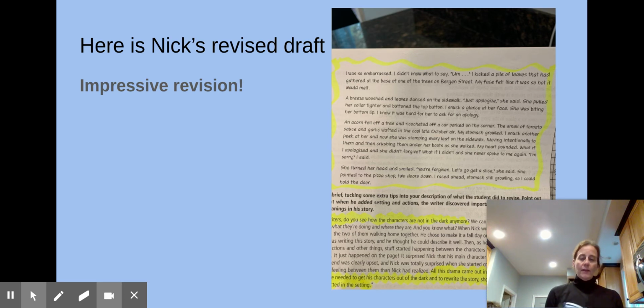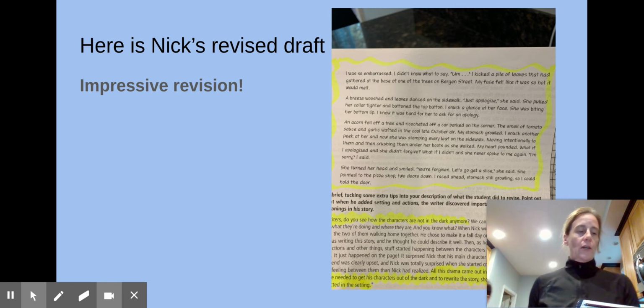I was so embarrassed. I didn't know what to say. I kicked a pile of leaves that had gathered at the base of one of the trees on Bergen Street. My face felt like it was so hot it would melt. A breeze whooshed and leaves danced on the sidewalk. Just apologize, she said. She pulled her collar tighter and buttoned the top button. I snuck a glance at her face. She was biting her bottom lip. I knew it was hard for her to ask for an apology.